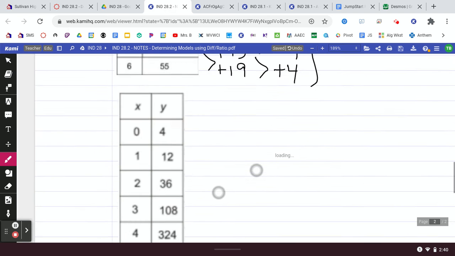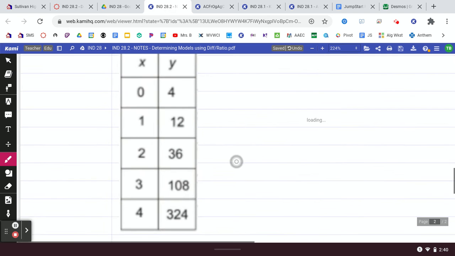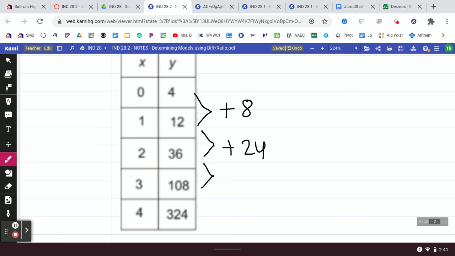Now let's look at this one. I can check differences. If it doesn't jump out at you, check them. From 4 to 12 is +8. I went blank there for a second. From 12 to 36 is plus, my pen just died. There we go. Sorry, my pen died. +24. Somebody help me out. What's 108 minus 36? And then my next one.